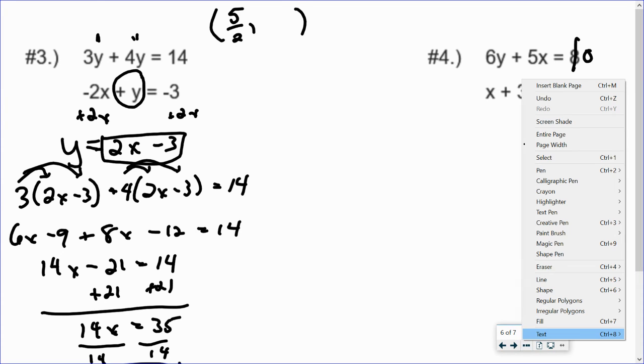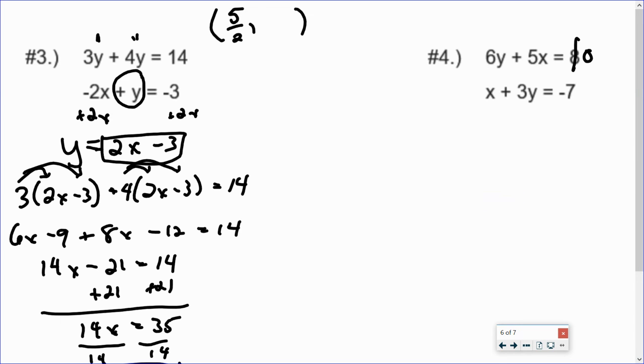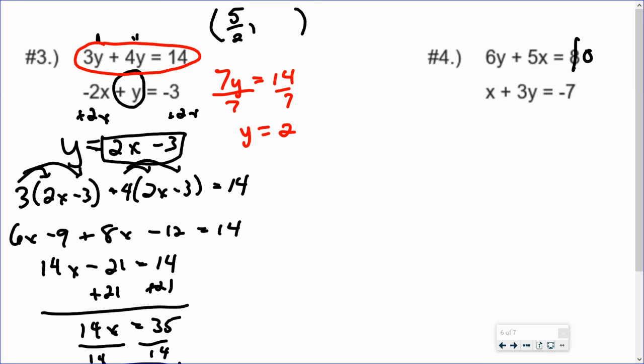Now my y. Well, at this point, I'm kind of disappointed. My y is not too hard to find. If I look at this equation, it doesn't have any x's in it. It's just got y's, so let's add those up. 7y is equal to 14. Divide both sides by 7. Y is 2.